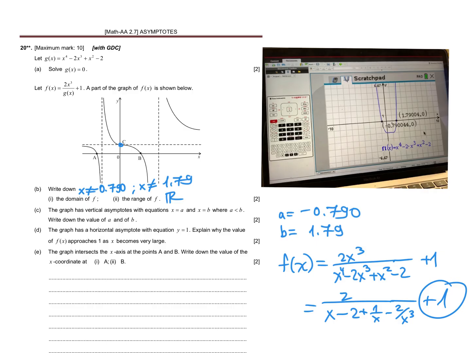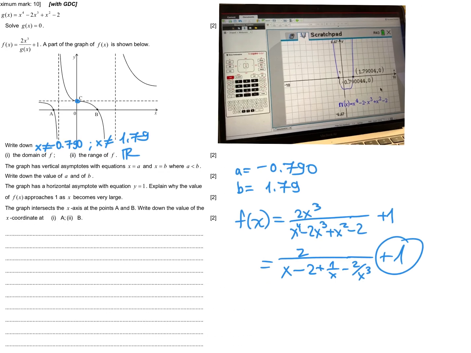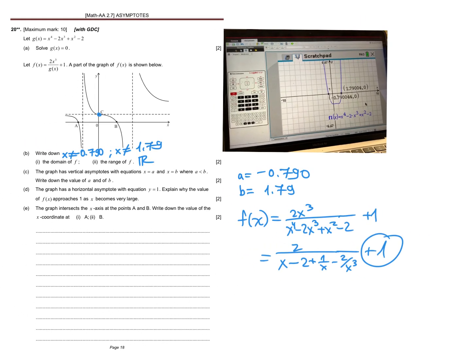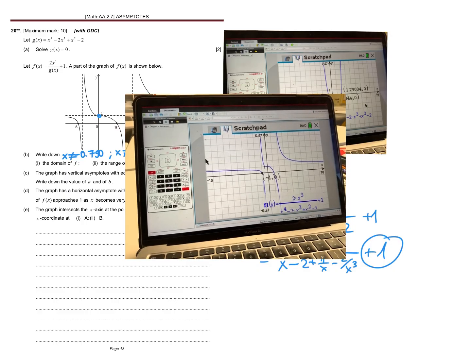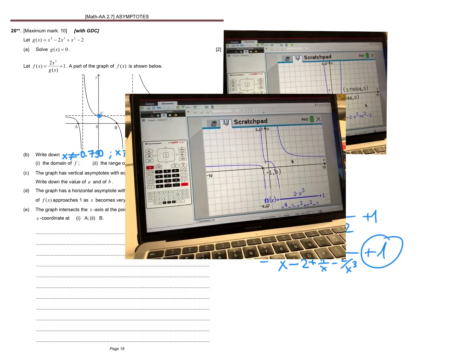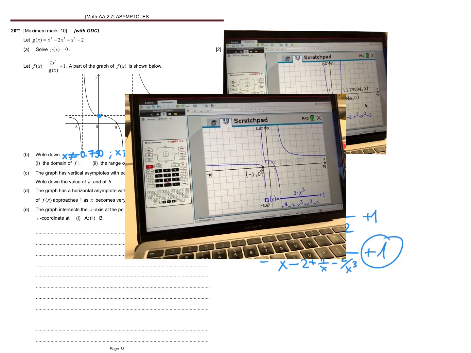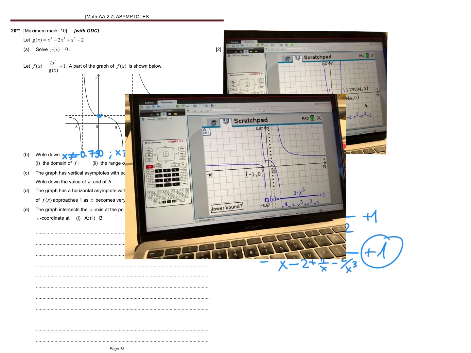And then E, the graph intersects the x-axis at A and B. Write down the value of the x-coordinate at A and B. So here I would just do it in the calculator. I've got the function in there already, and we need to find, well, it's already given us this x-intercept. You just do the 0, and then we'll do the 0 here. So A is -1, B is 1.